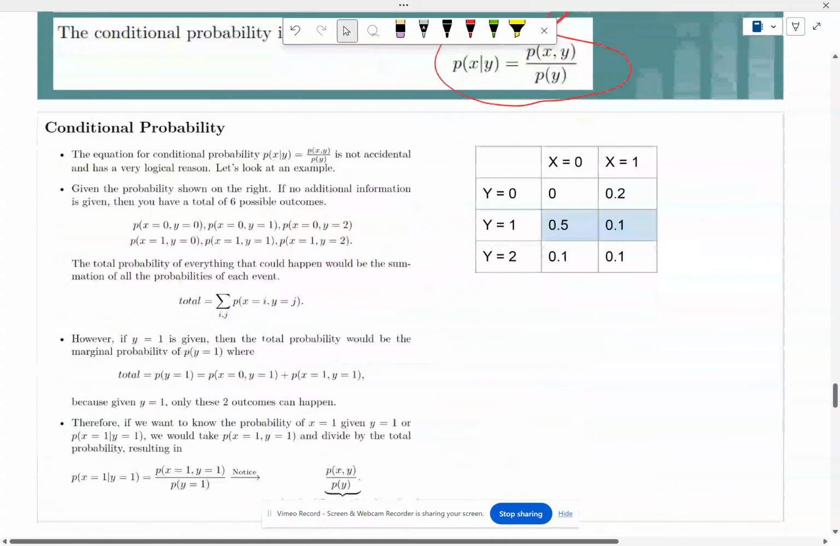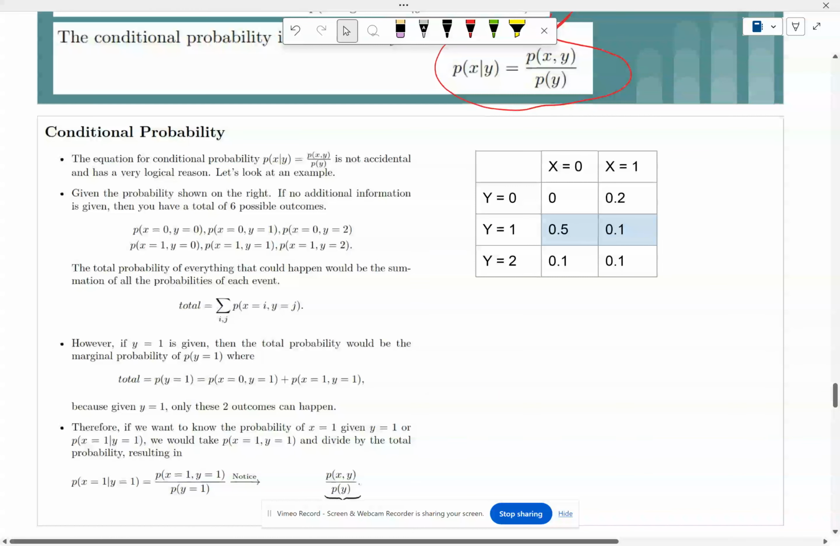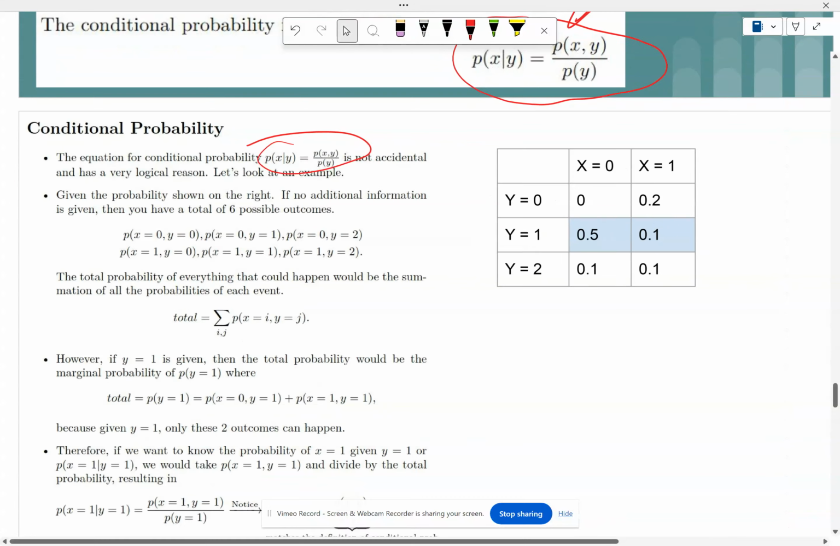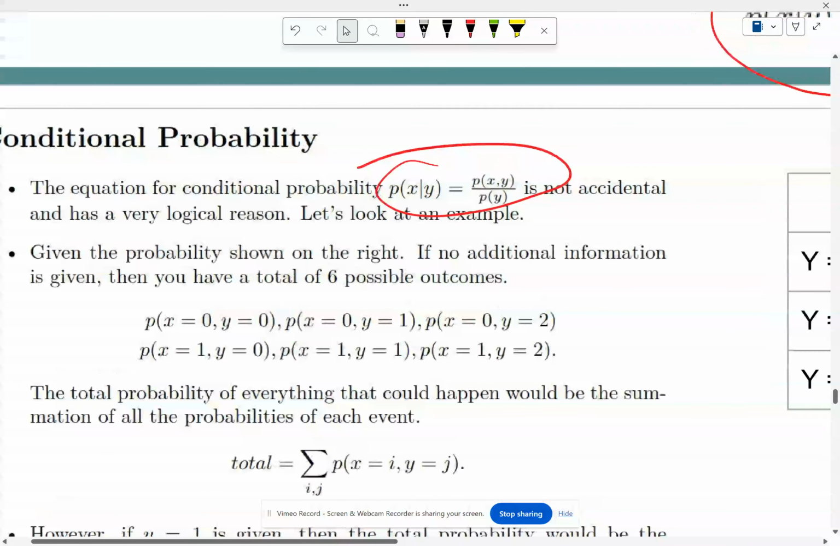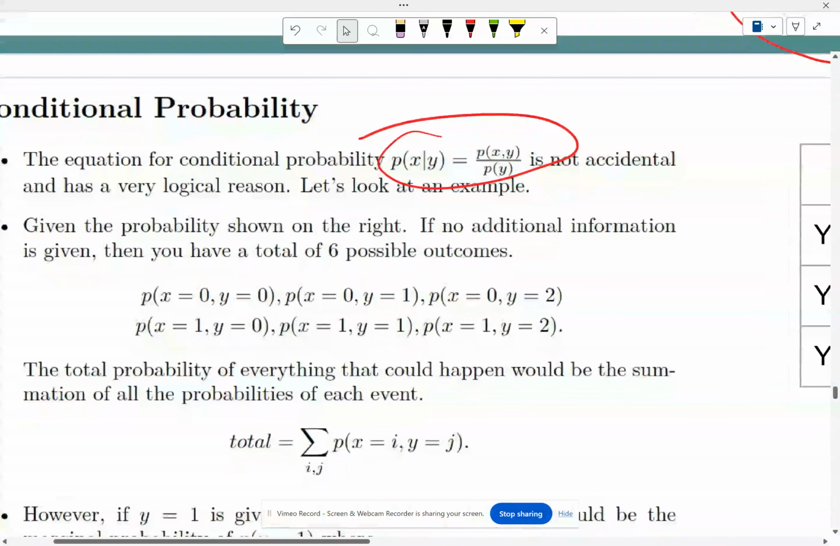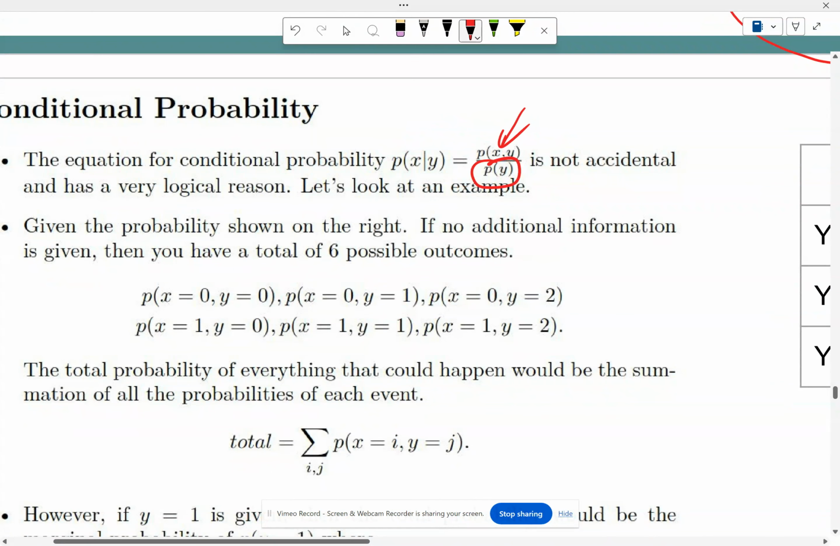So the equation I just showed you for conditional probability is the joint divided by the marginal. Remember what we talked about: the joint distribution is when they're together. The marginal is when you take one of them out. But this equation here, it's not an accident. There's a very logical reason why we use this equation.